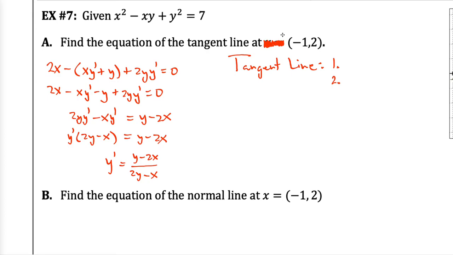Did anybody bring y prime to the right? If you do, you certainly can. It's not wrong. If you bring y prime to the right, what you'll find is that the final answer would be completely reversed. You would get 2x minus y over x minus 2y, and it's still correct. If I multiplied the top by -1 and the bottom by -1, it'd be totally flipped, but still equal.